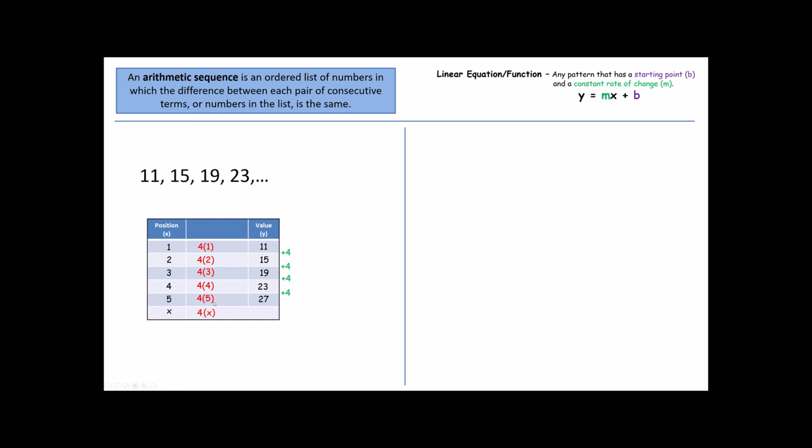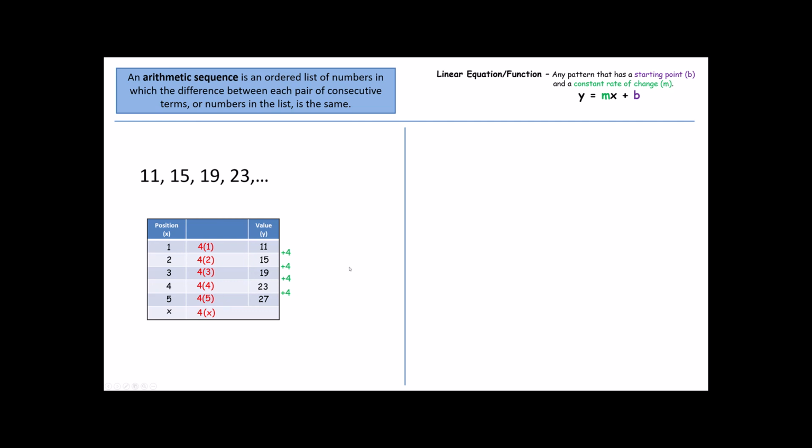Now, that means no matter what position I'm in, it's always going to be 4 times that position. So position 1 has 4 ones, but 4 ones does not equal 11. 2 fours does not equal 15. 3 fours is not 19. 4 fours is not 23. 5 fours is not 27. These are all incorrect, but they're incorrect in a very specific way.